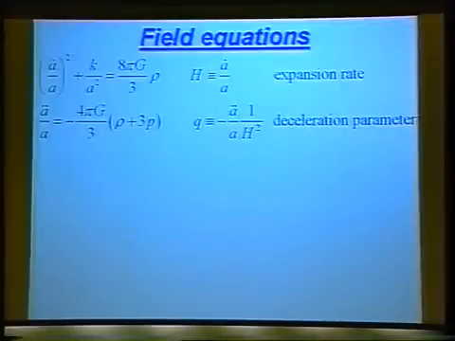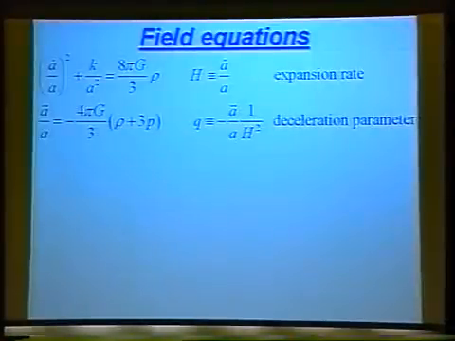Another equation that can be obtained from the Einstein equations is an equation for the acceleration, a double dot. And a double dot depends upon the energy density plus 3 times the pressure. Astronomers define a deceleration parameter, which is the dimensionless measure of the deceleration. So it's a double dot over a, normalized by 1 over 8 pi. So the expansion rate is a measure of the increase in a dot, the velocity of expansion, and the deceleration parameter is a measure of how the velocity is changing, the acceleration.